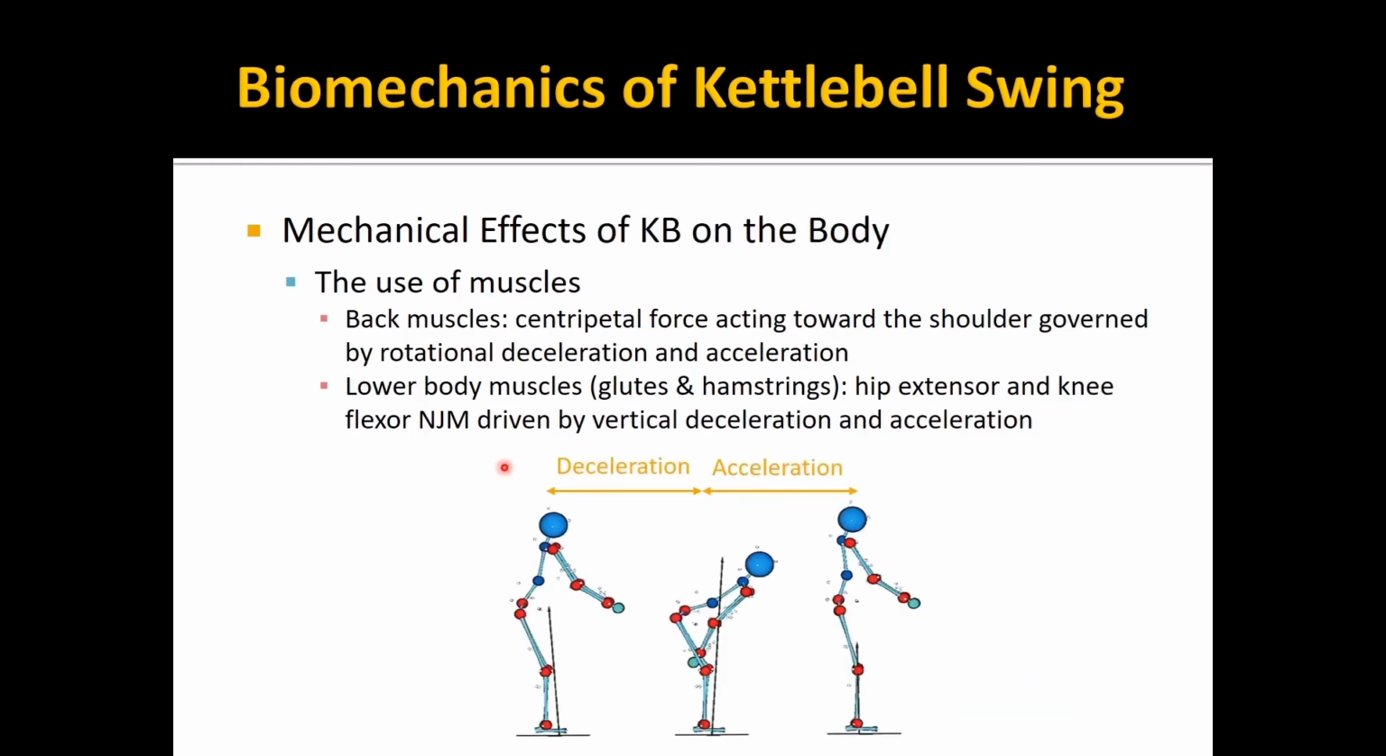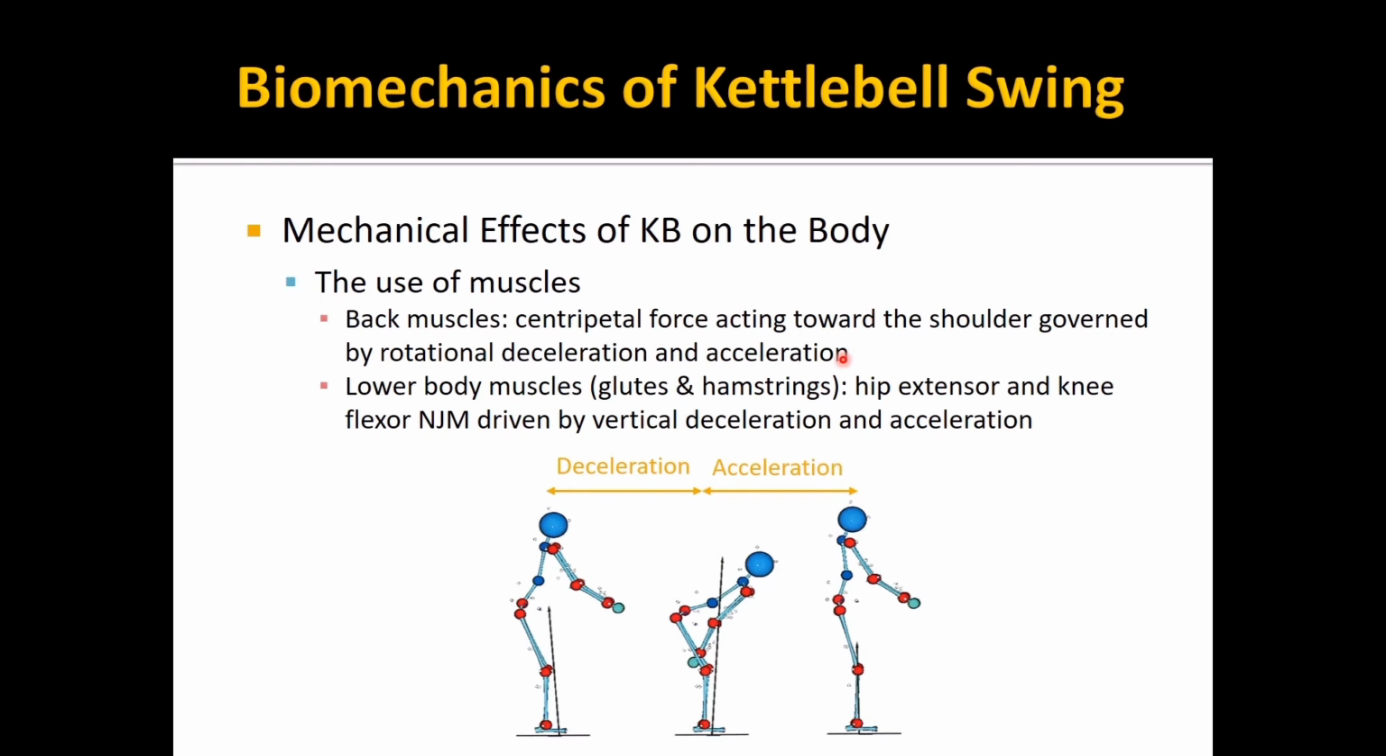Mechanical effects of the kettlebell swing on the body. First of all, you can focus only on the deceleration and acceleration phases, because the unweighing phases do not significantly affect muscle contraction. In terms of the use of back muscles during the kettlebell swing, it is primarily due to centripetal force acting toward the shoulder joint, governed by rotational deceleration and acceleration of the kettlebell.